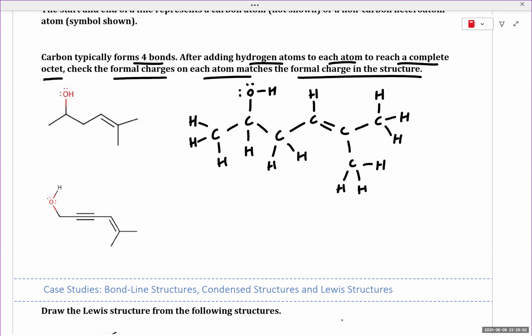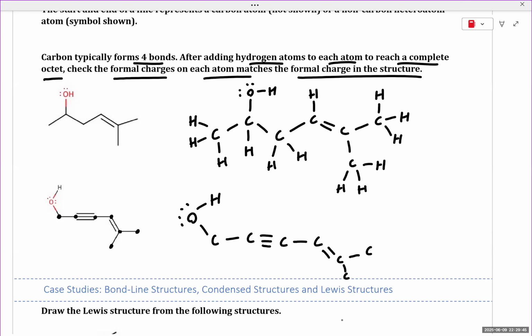Okay, so looking at this case, as always, the first thing we're going to do is draw out all of our carbons. So every point on a line, every junction on these bond line structures represents a carbon. From here now, we're going to fill in our hydrogens such that we have a complete octet.